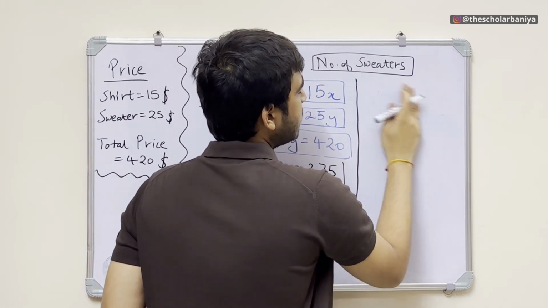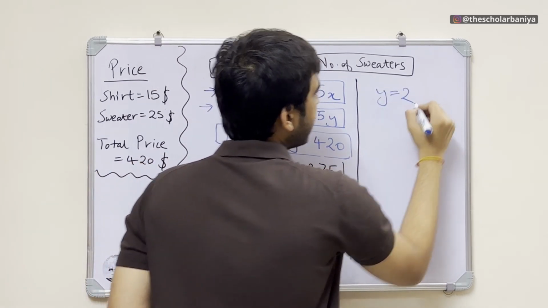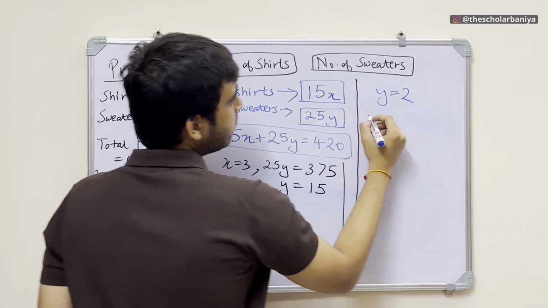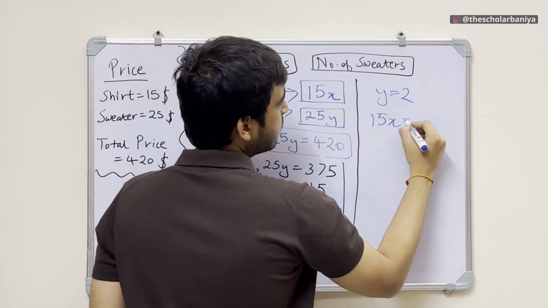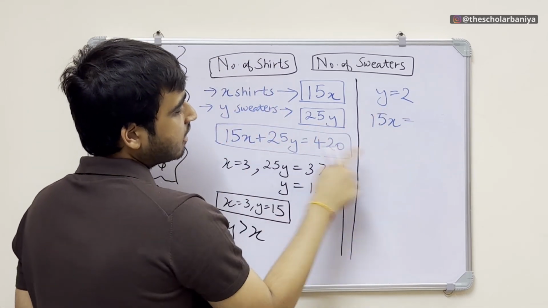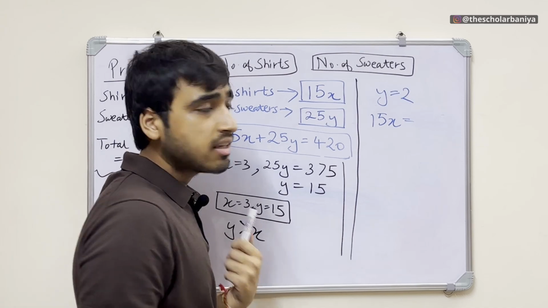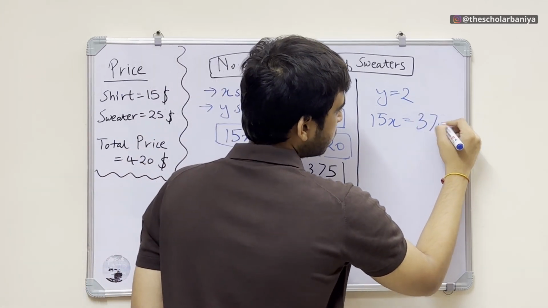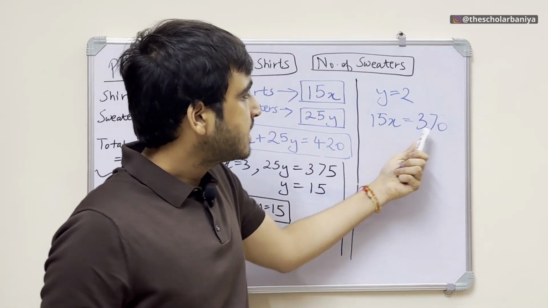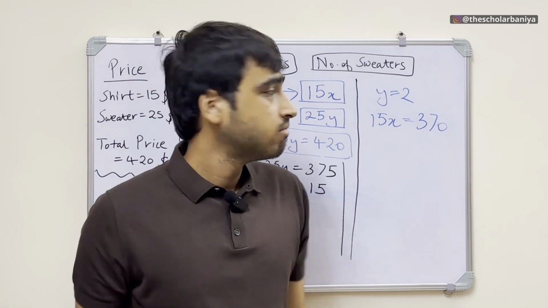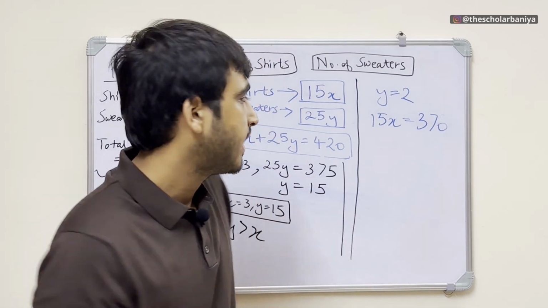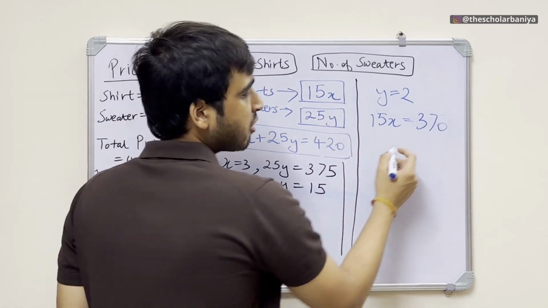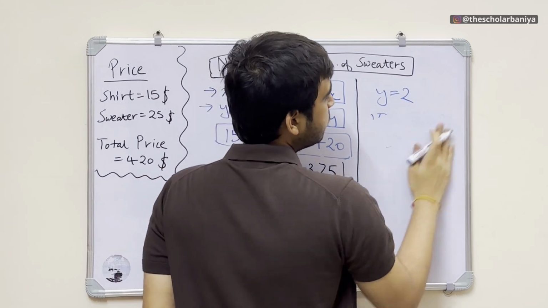Now let's try Y equals 2. If we take Y equals 2, then 15X equals 420 minus 25 times 2, which is 50. 420 minus 50 is 370. Again, 370 is not divisible by 15. Both of them will not divide, so Y equals 2 is also a bad option. So we can remove this.